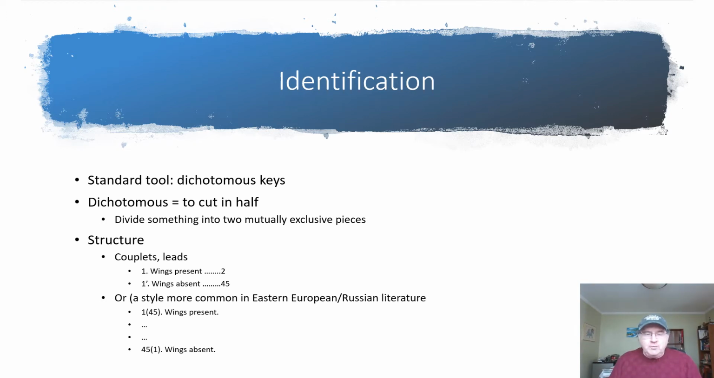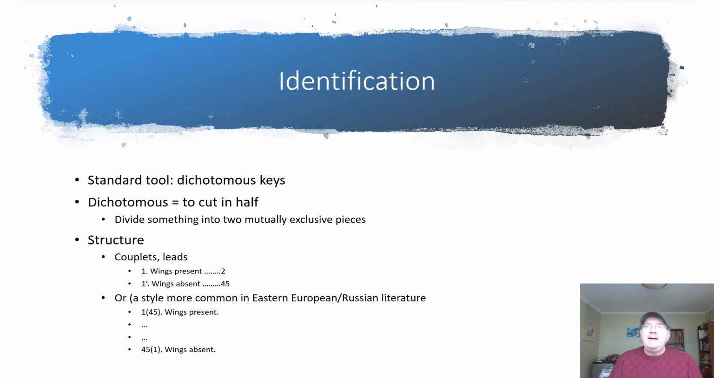The standard tool to use for identification is something called a dichotomous key. The idea of the key is that it's the key to unlock the knowledge, in this case to arrive at an accurate identification. And the term dichotomous simply means to cut in half or to cut in two.